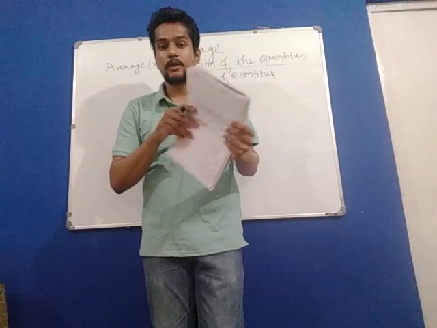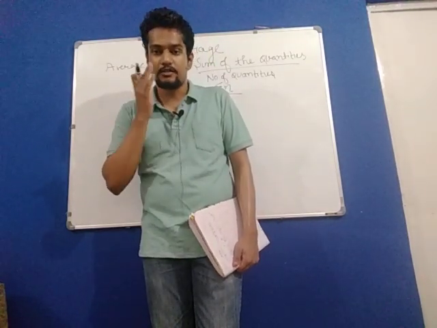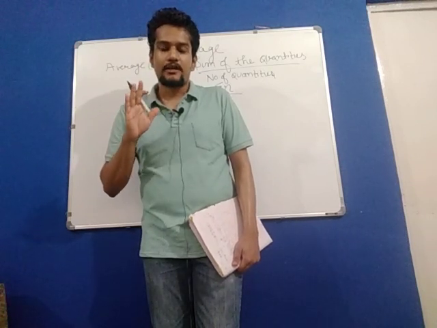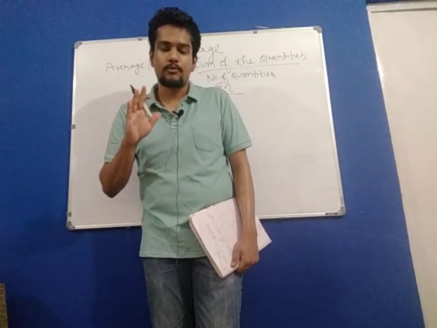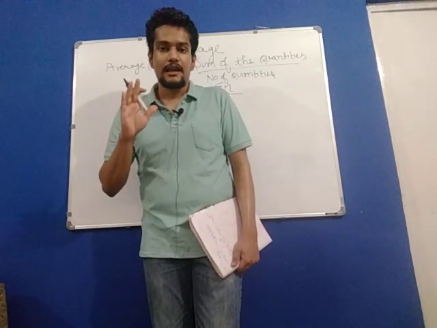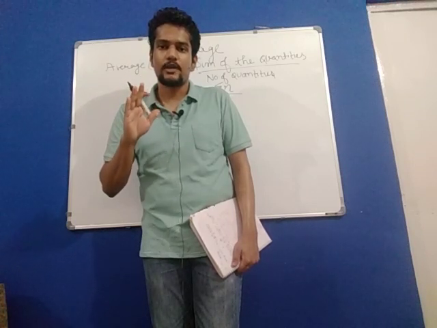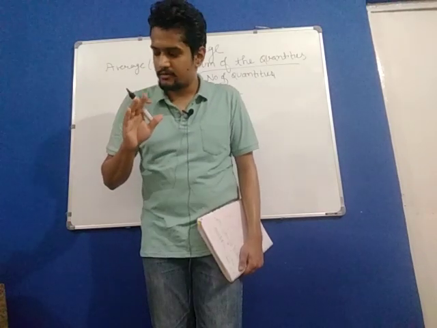So what we have to remember as far as the average topic in the aptitude section is concerned is that the formula for calculating the average is equal to the sum of the numbers or sum of the quantities upon the number of the quantities. Now we are going to solve the questions and find out how we can apply the formula in the questions and get the answers.